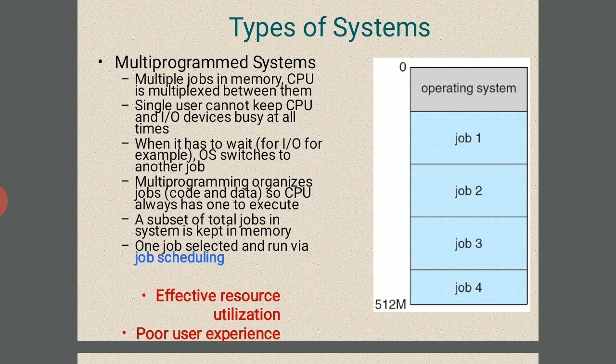A subset of the total jobs in the system is kept in memory. One job is selected and run via job scheduling. Here you see the operating system, then job 1, job 2, job 3, job 4. Job 1 is completely transferred and stored in memory, then the second job, the third job, the fourth job go in. So they are executed one by one. This gives effective resource utilization, but a poor user experience.